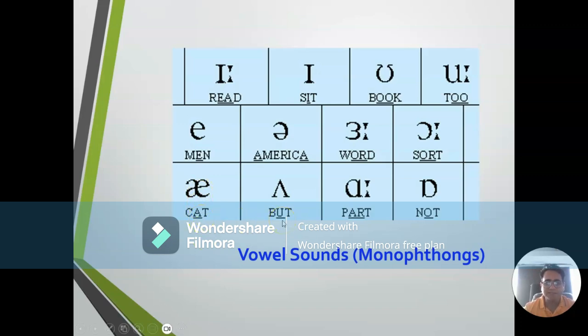Then we have but. This and this are similar. It looks similar, but it is not similar. The difference is the positioning of our tongue, which is making it different. This one comes a little bit backward from your tongue position, and this is a central vowel basically. Then we have the one in part. So, this is but, this is as in part, and the last one is the one in not.